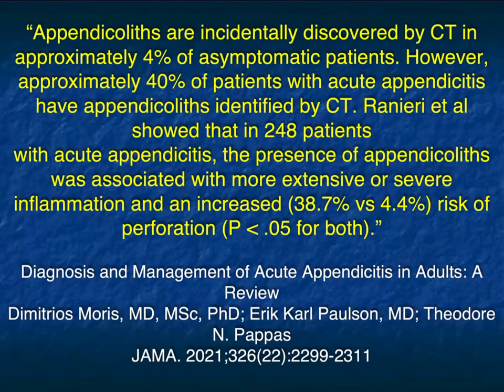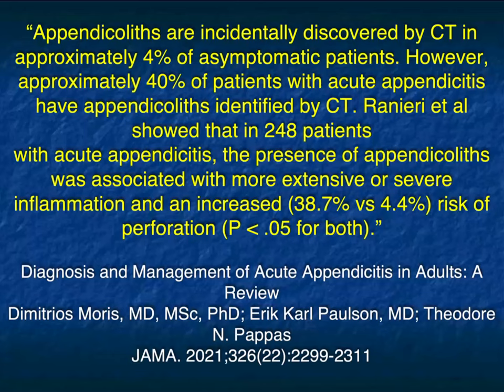First, we'll look at some of the parameters and points that people have made previously. This article by Morris: appendoliths are incidentally discovered by CT in about 4% of asymptomatic patients. However, about 40% of patients with acute appendicitis have appendoliths seen on CT. Ranieri showed that in 248 patients with acute appendicitis, the presence of appendoliths was associated with more extensive or severe inflammation and increased risk of perforation. So again, look for the presence of calcifications or appendoliths in the appendix proper.